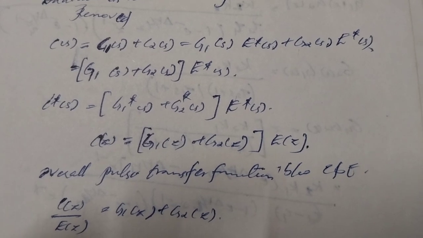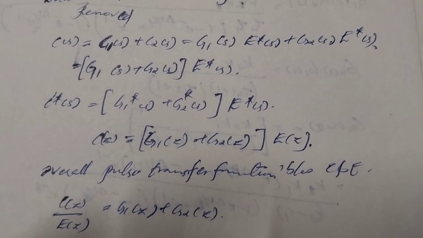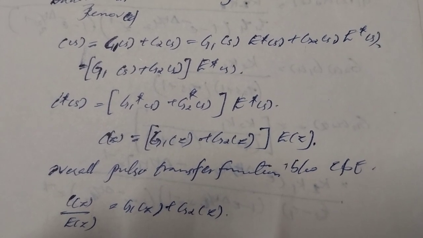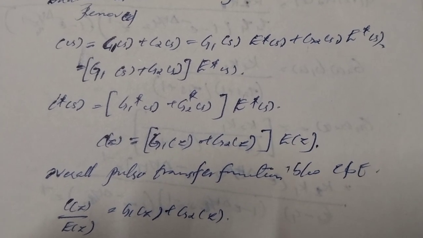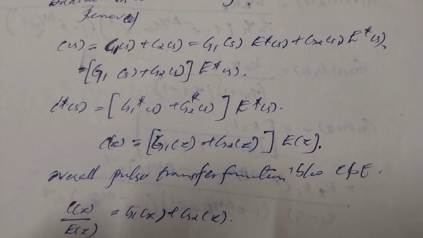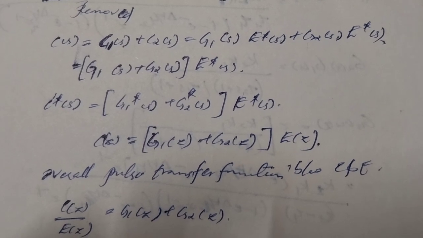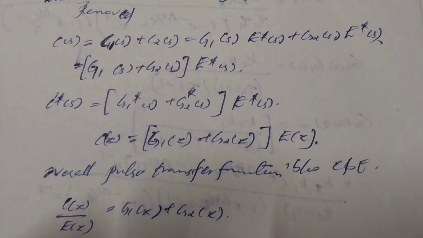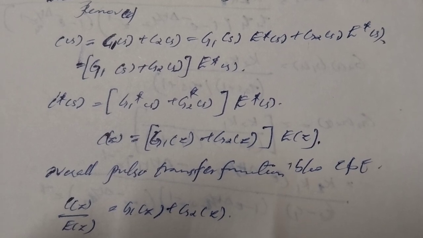C(s) is equal to C1(s) plus C2(s), which is equal to G1(s) E star of s plus G2(s) E star of s, which is equal to G1(s) plus G2(s), all times E star of s. So C star of s is equal to G1 star of s plus G2 star of s, all multiplied by E star of s.